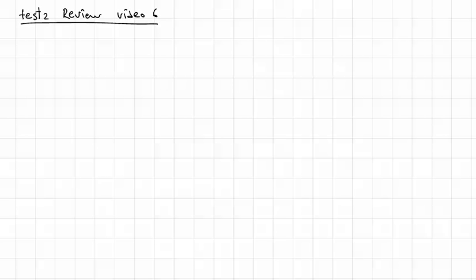This is video 6 in the test 2 review. I think this will be the last video. And what we want to cover in this last one is to consider the case where you're given the Bode plot of a transfer function, H(s). All right, and I'm going to draw it as a straight line approximation here.